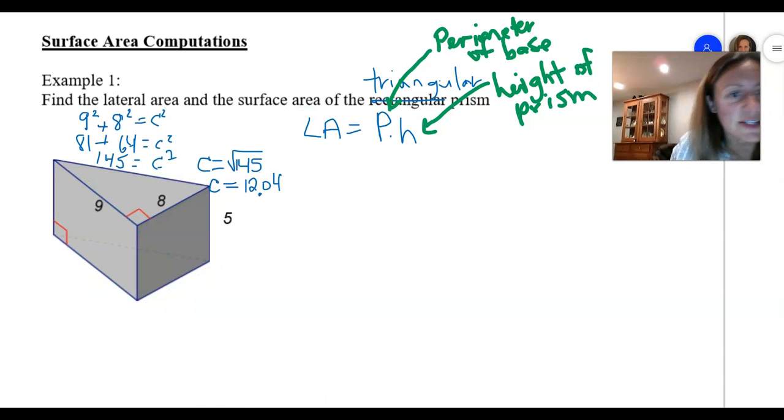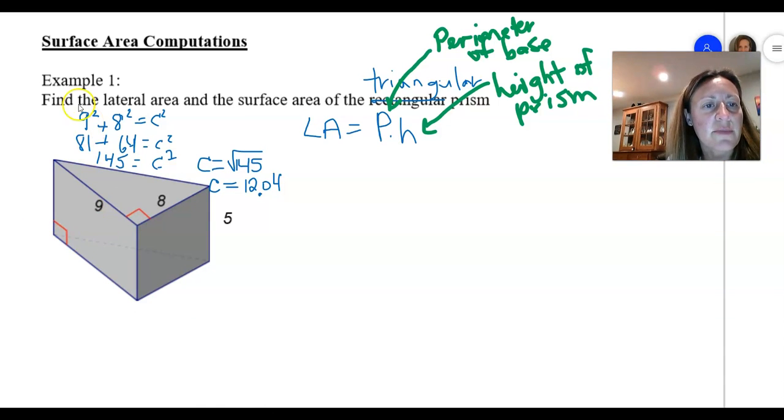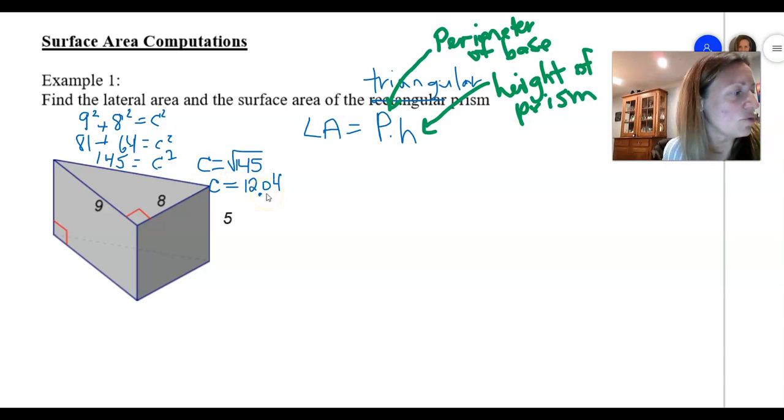I've gone ahead and done the Pythagorean theorem with 9 squared plus 8 squared because that's a and b. c is the hypotenuse. So a squared plus b squared equals c squared. 9 squared is 81, 8 squared is 64, c squared we're just going to leave for now. Add these together, c squared equals 145. Then take the square root of both sides to get c, which is 12.04. That means the perimeter of the base is 12.04 plus 8 plus 9. So that's 29.04.